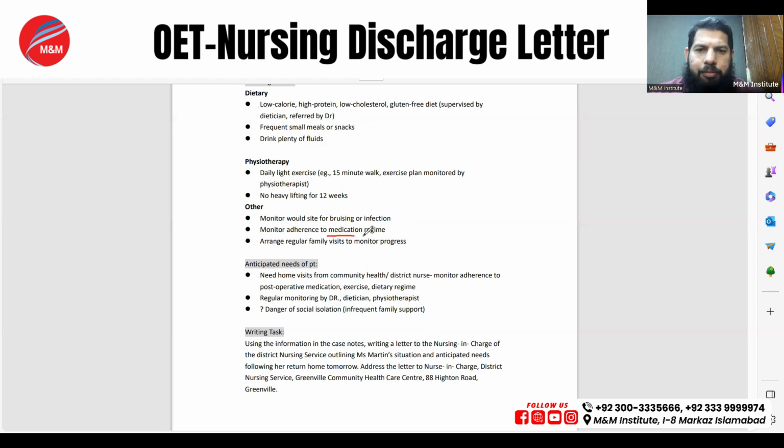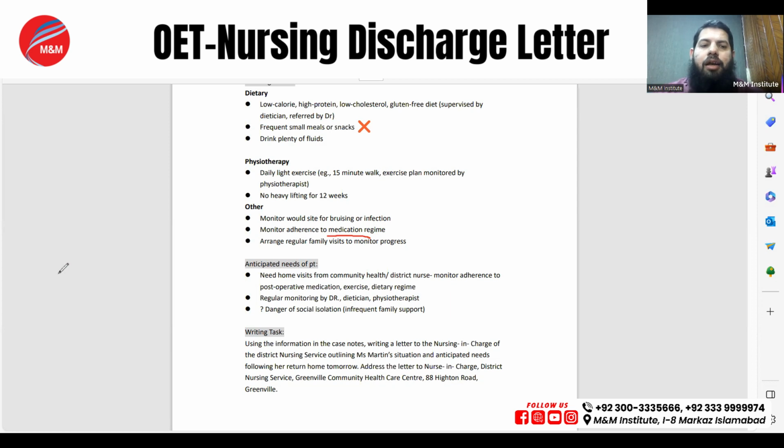Followed by the medicine regime. At this point, we can see that they have not mentioned anything related to medicine, over here, or maybe here, or even here as well. There is a possibility that the patient would be taking some medicine beforehand. So we have to ensure that this medicine is taken by the patient as the role of the nursing in charge. Nursing in charge has to ensure that whatever medicine the patient was taking before the hospital admission, she has to continue this medicine.